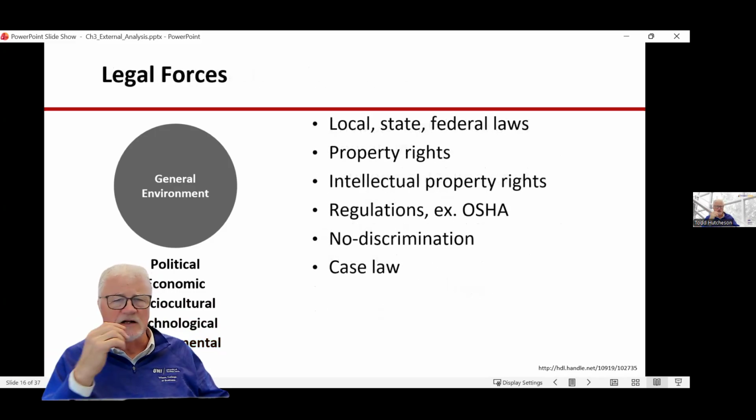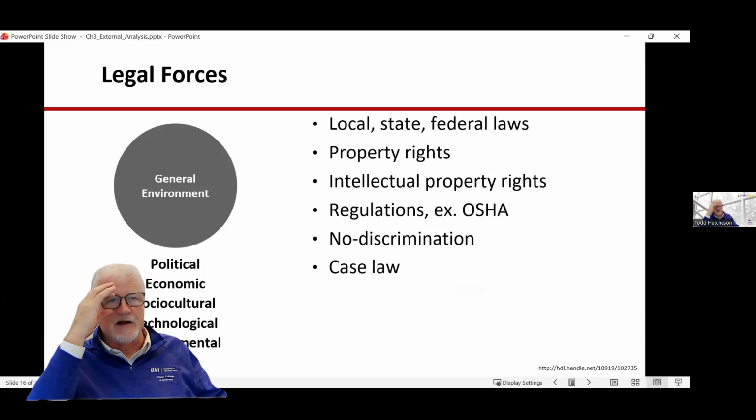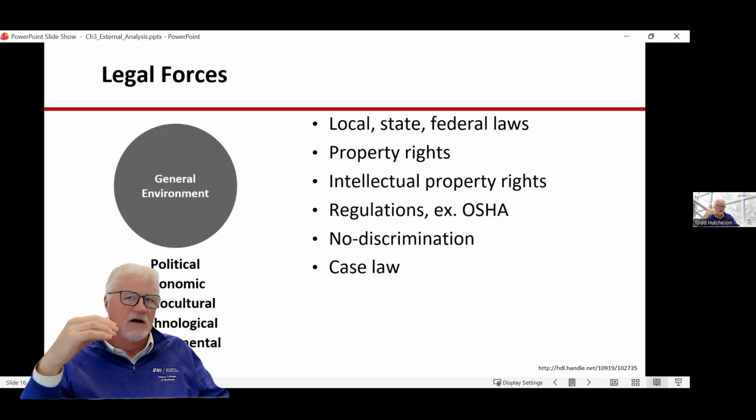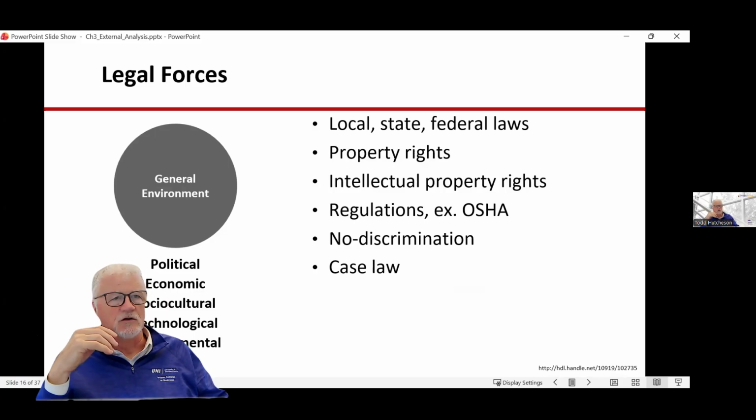And then last but not least, finally, legal forces. So what's happening out there in the legal landscape? Pretty much every day you can open a newspaper and find different rulings that have happened at all of the different local, state, federal levels having to do with legalities of different laws, as well as laws that are being passed.